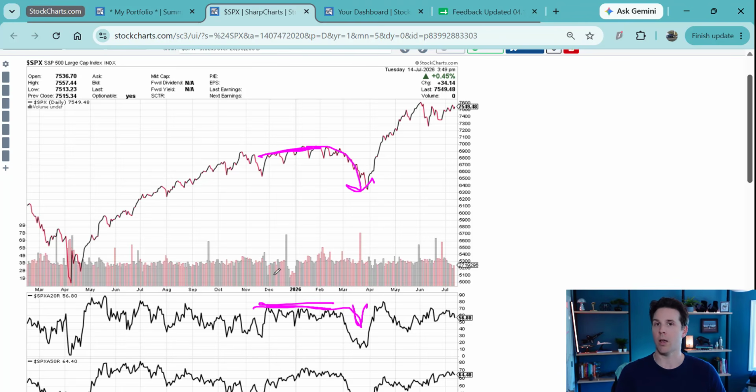All right, so that's just context to understand where we are. Is there much room to the upside? Not much more room to the upside. Is there room to the downside? Yeah, there's a lot more room to the downside. Plus, we have some seasonality coming up.